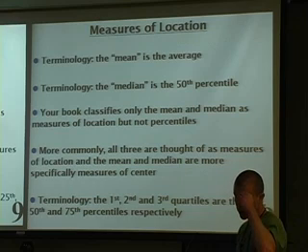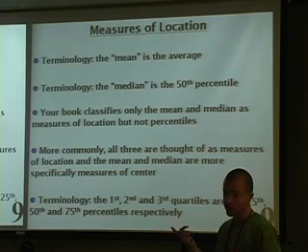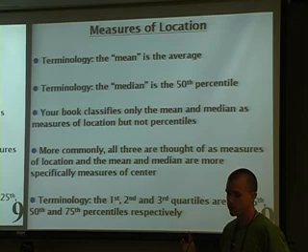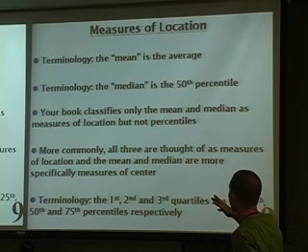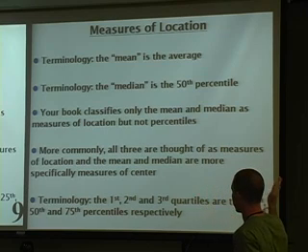So what does your book say about measures of location? Well, the one thing that's interesting is they don't group the percentiles with the mean and median, although arguably these are all measures of location. And the percentiles are not measures of center, right? Those could be measures of any part of the distribution, whereas mean and median are both measures of center.